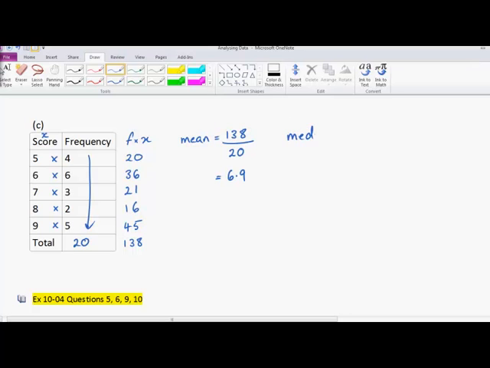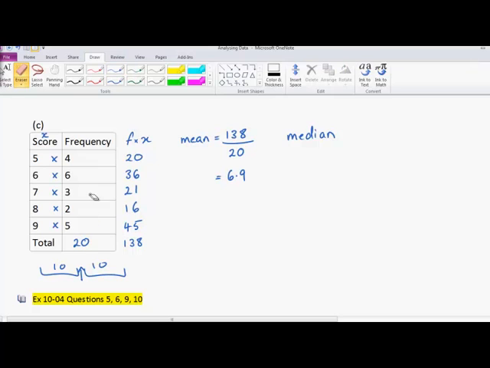Okay, median. So median, now, it's quite tedious if I sit there and write out all of these 20 scores. So the way to do a median on a frequency table is remembering that there's 20 scores. So you would split it into 2 groups of 10. That would be your first group, that would be your second group. So what you need to do is find the value that is between the lower half and the upper half.